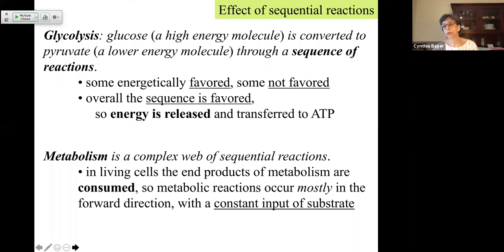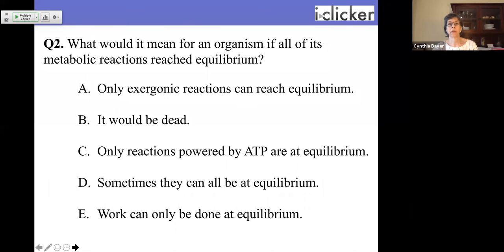So I have a question for you. What if all of those different biochemical pathways reached equilibrium? Instead of some of the pathways being favored and some being unfavored, they're all moving towards equilibrium. And what we're asking is what would happen if all of those reactions reached equilibrium?